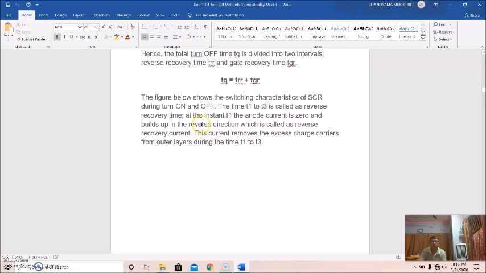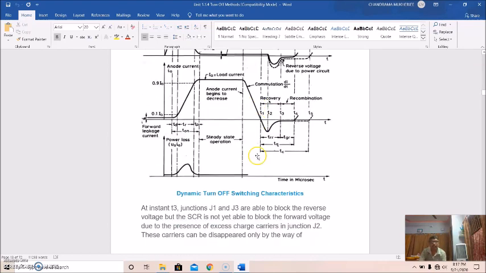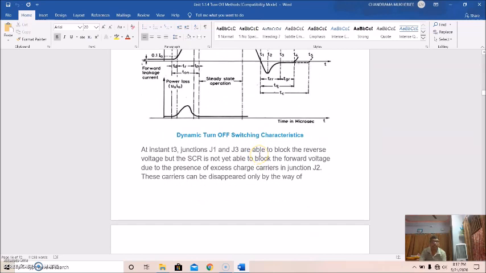At instant T1, the anode current is 0 and builds up in the reverse direction, which is called the reverse recovery current. This current removes the excess charge carriers from the outer layers during the time T1 to T3. At instant T3, junctions J1 and J3 are able to block the reverse voltage, but the SCR is not yet able to block the forward voltage due to the presence of excess charge carriers in junction J2.